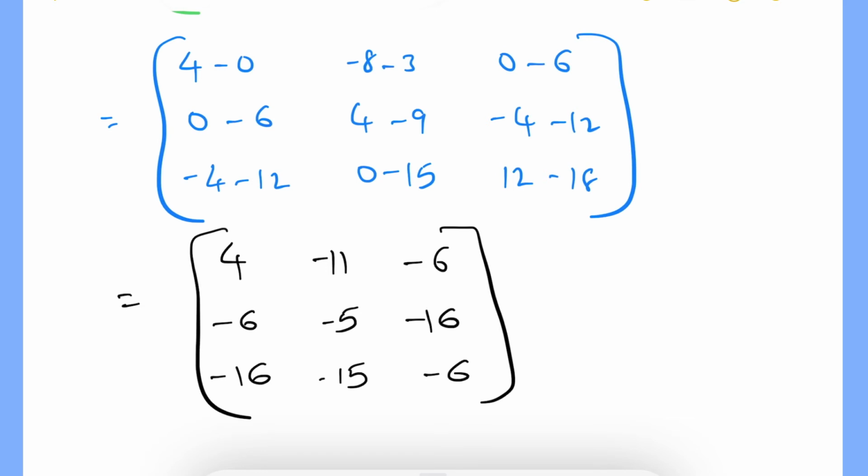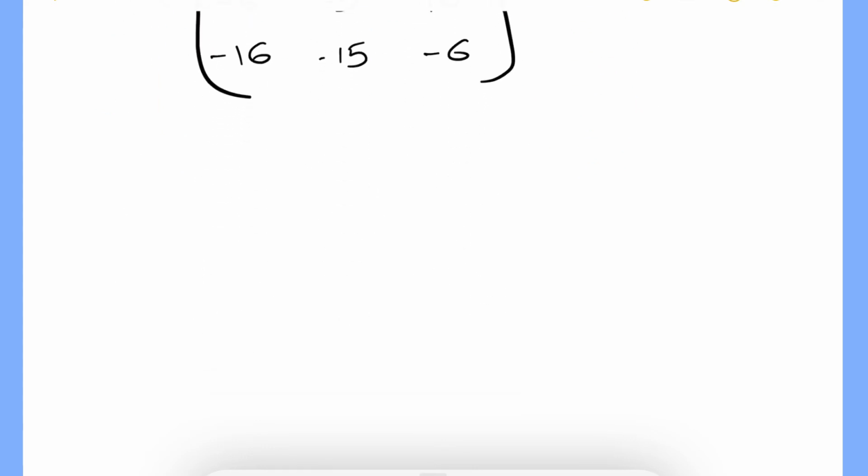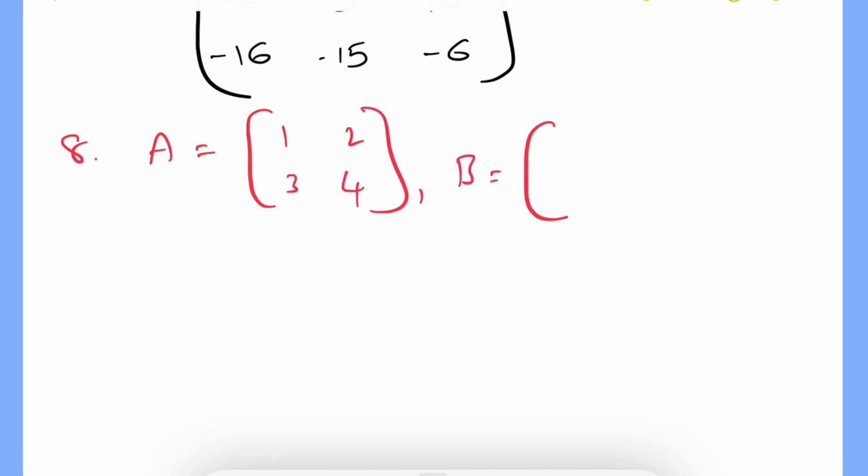Next, let us move to solved problem 8. Matrix A is given as 1, 2, 3, 4. And matrix B is given as 3, 8, 7, 2. And 2X plus A equals B. Then he is asking us to find the X value.